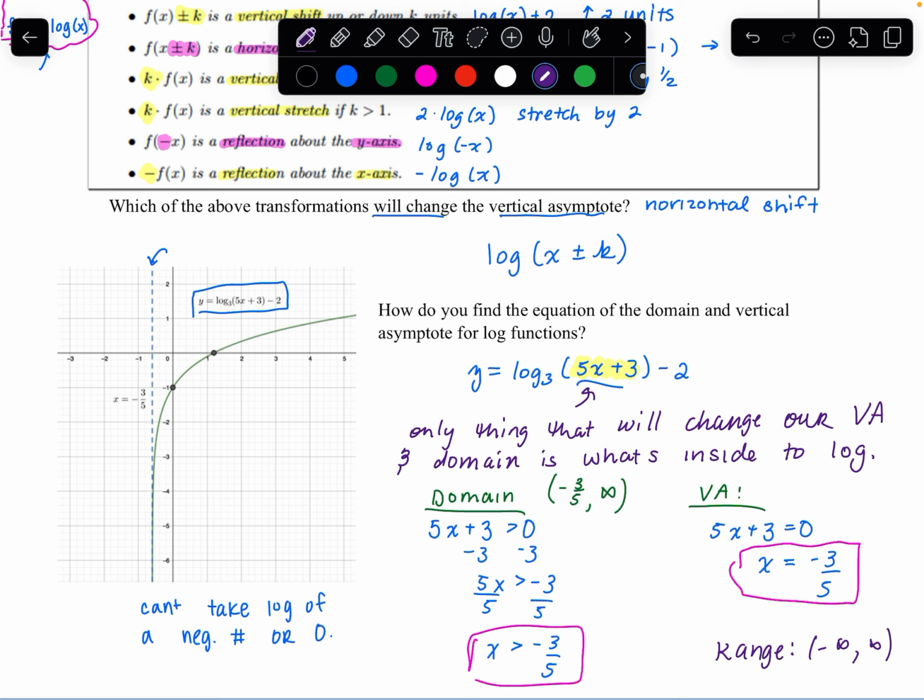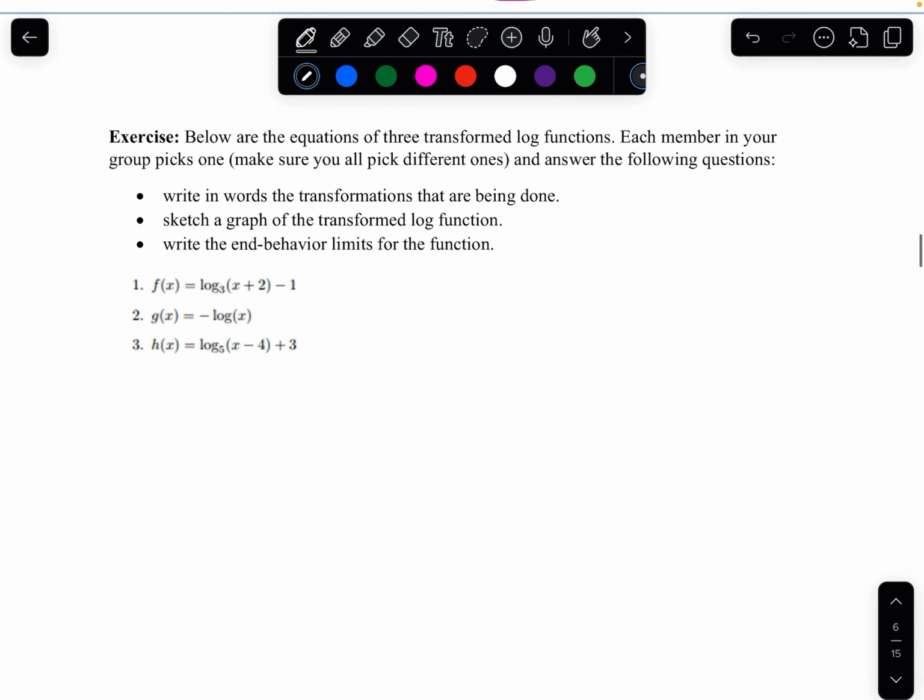Let's look at a couple more transformations. Go ahead and move on. Let's do this page together. Below are some equations with 3 transform functions. We won't work in our groups. And we also won't be including any end behavior. But we will, in fact, write in words the transformation and give a nice little sketch of the graph. So let's start with number 1.